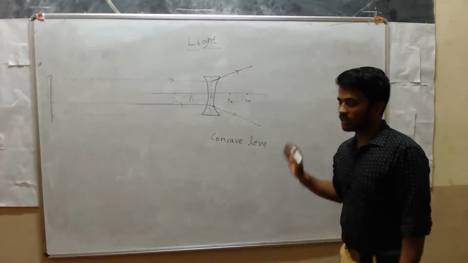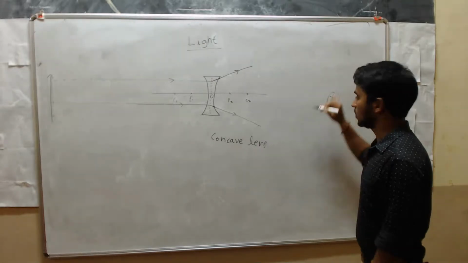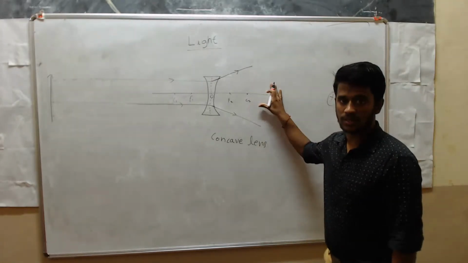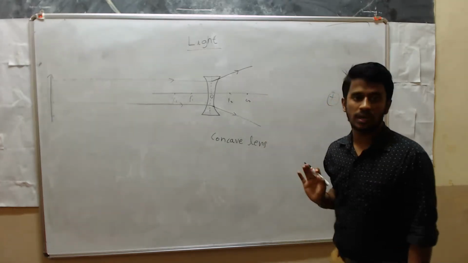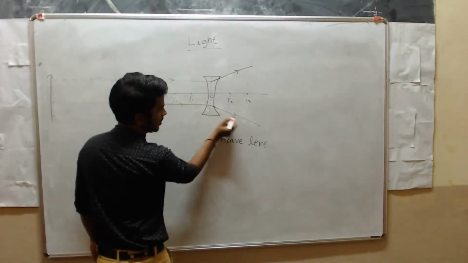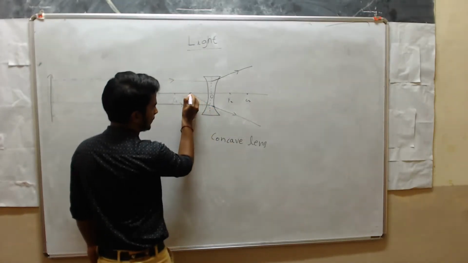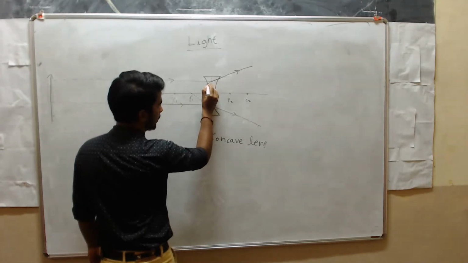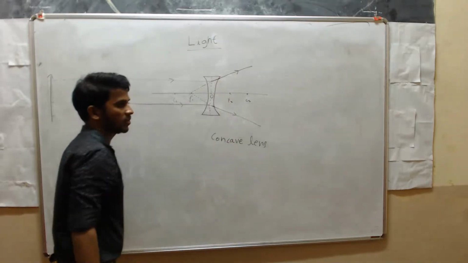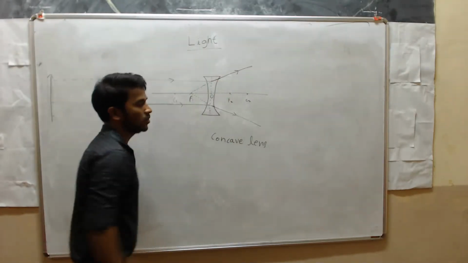So that's why here we won't get a real image. If the rays meet at one point, then only we will get a real image. Now the rays are diverging, so here we won't get a real image. Now just extend these lines in this direction. See, now these two refracted rays are virtually meeting at principal focus 1.